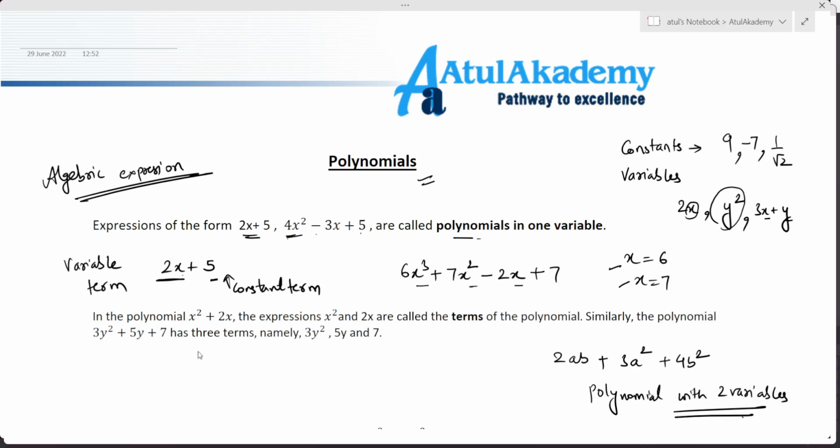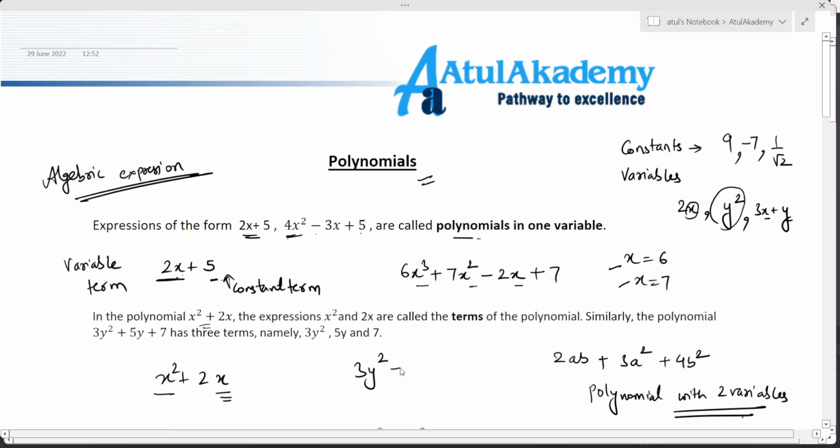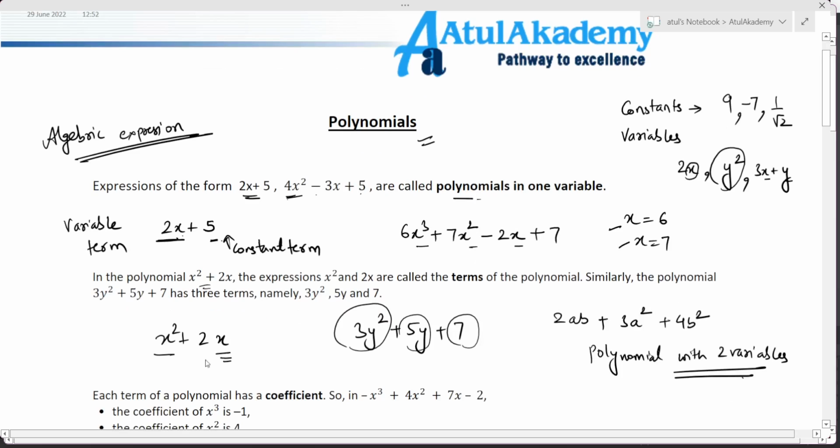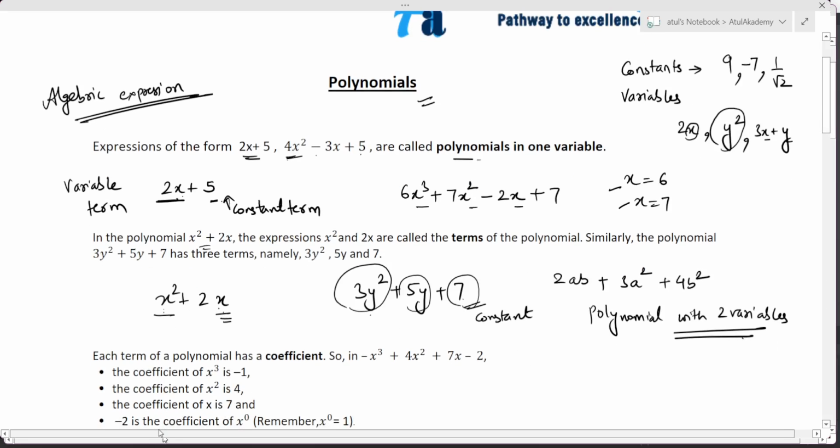Now let us talk about terms in a polynomial. I told you that there is a variable term and there is a constant term. Let's talk about x square plus 2x. There are two terms in this polynomial, x square and 2x. If I talk about 3y square plus 5y plus 7, how many terms are there? 1, 2, 3. In the first polynomial there is no constant term; both the terms include variables, x square and x. In this one, 3y square plus 5y plus 7, 7 is a constant term and all the other terms contain a variable. I hope till now it is clear.